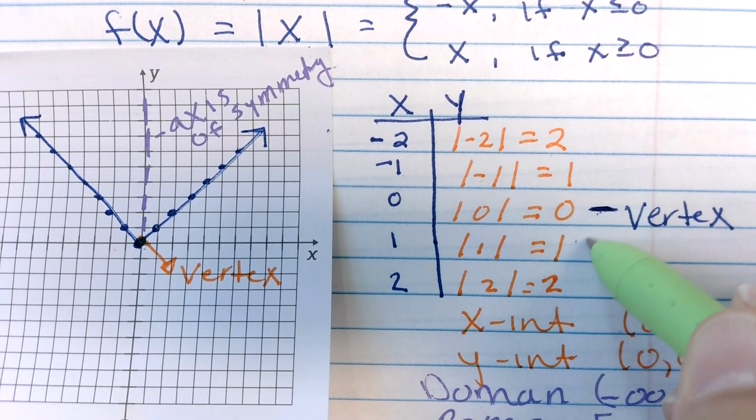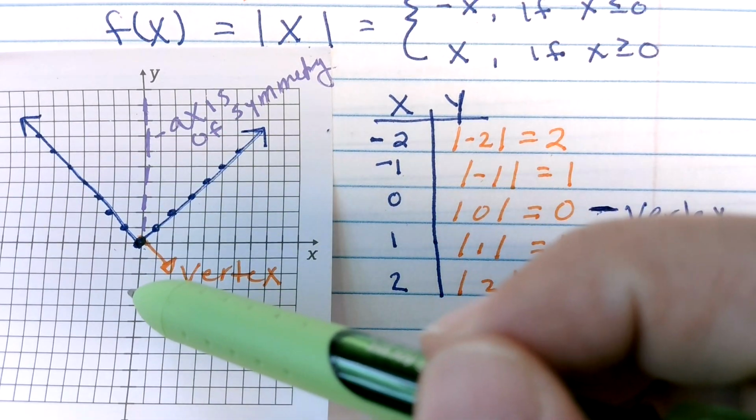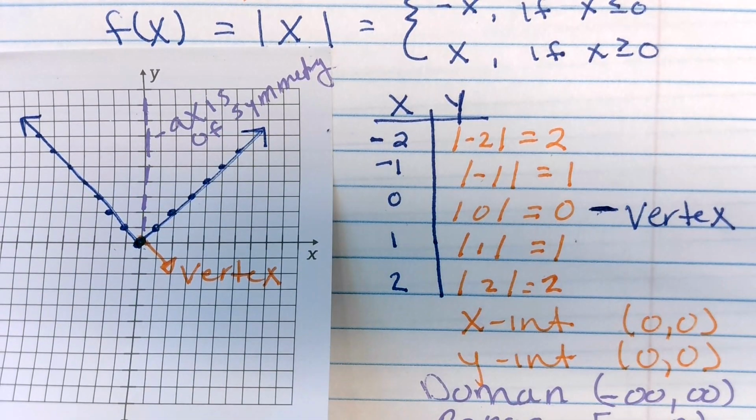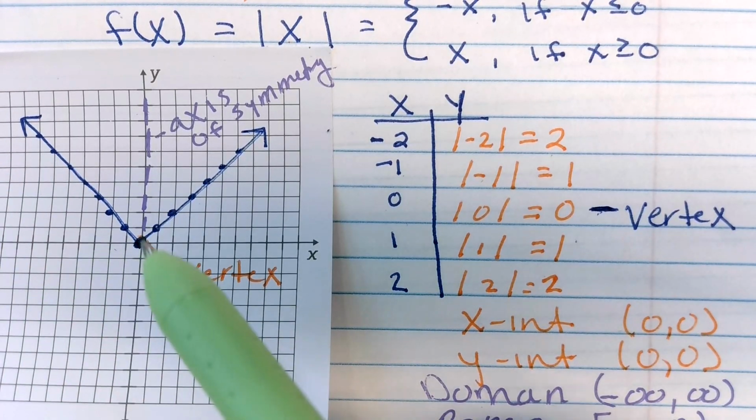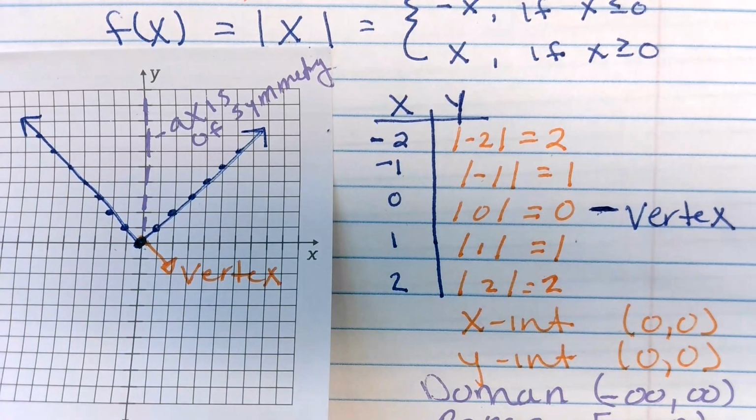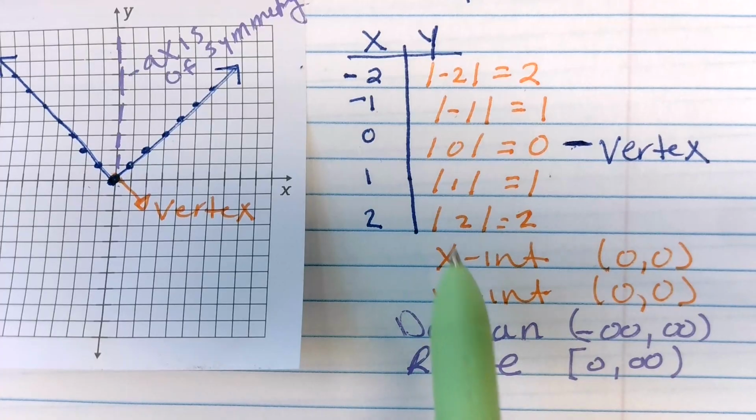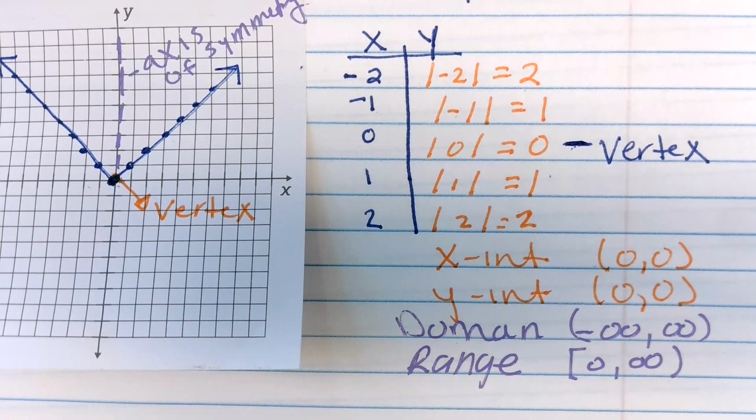This symmetry will always happen because there's an axis of symmetry cutting the graph right down the middle. We should have a negative slope on one side and a positive slope on the other side. They are a mirror image of each other. A couple of other facts about this graph: it has an x and y intercept at 0, 0.